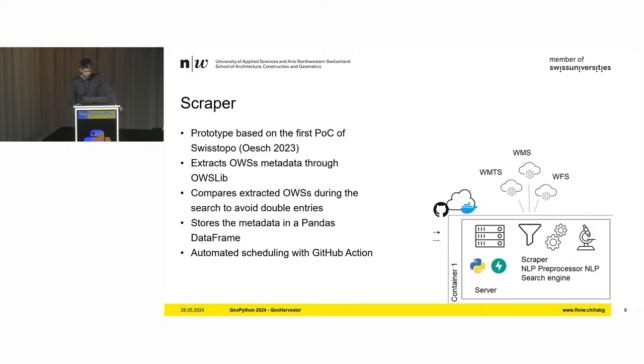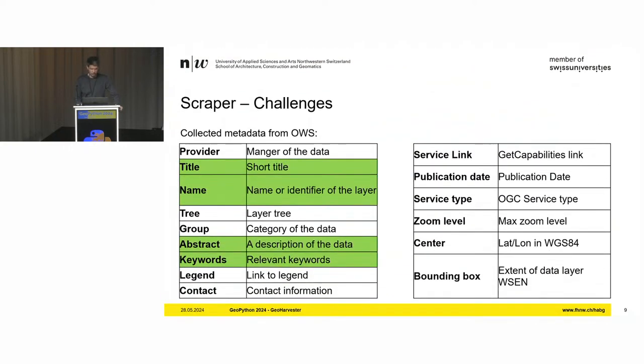Then after we collected the first round of the data, we looked into it, and we found some challenges. Here's a list of metadata that we use. In green, you can see the fields that we can use for our search engine. So we say, okay, we look into these fields to search for something.